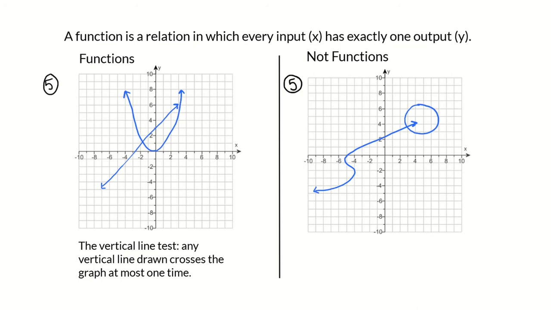So this fifth example that is a function, no matter where we draw the vertical line, we cross the graph one time. So this is a function. This fifth example that is not a function, if we draw a vertical line here, we're okay because we cross the graph only one time, but as soon as we draw one over the circle, we cross the graph twice, so this is not a function.